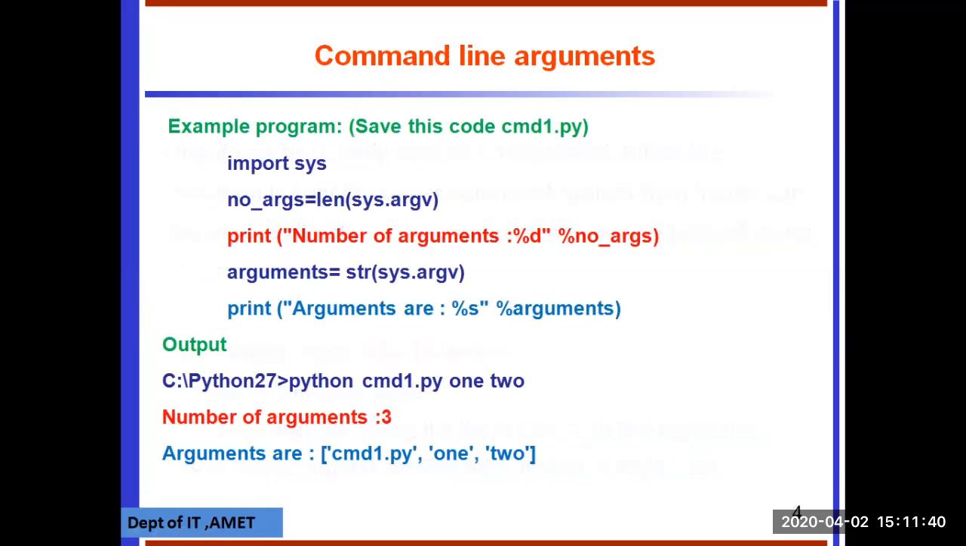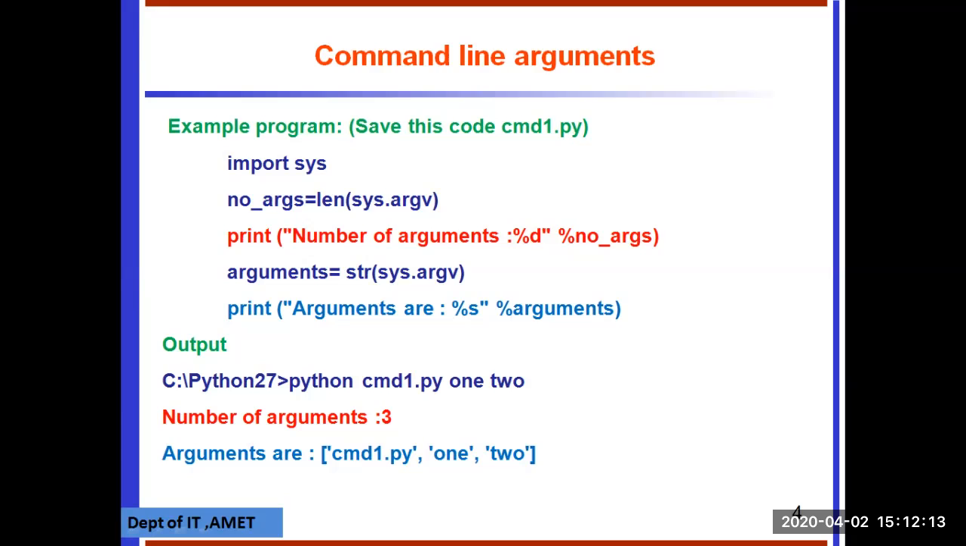See the example of a command line argument. This is a sample code. First, we save this code with the file name cmd1.py. As I said, we import the sys module using import. We calculate how many arguments we passed, so the no_arguments variable stores the number of arguments, and that is printed here: number of arguments equals how many arguments we passed.